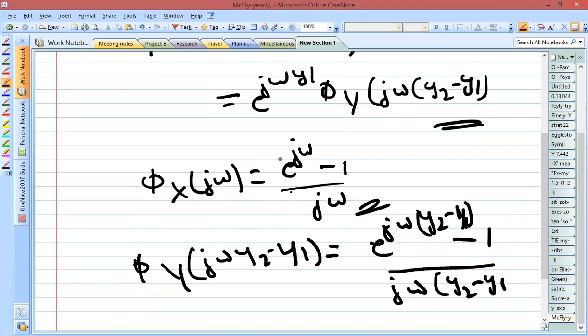In this equation we have represented the characteristic function as e to the power j omega minus 1 by j omega. But here along with j omega we have some other function, right? You can take that as a. Suppose a is there, then this will be written as e to the power j omega a minus 1 divided by j omega a. Using the same concept, we'll write this as e to the power j omega (y2 minus y1) minus 1, all divided by j omega (y2 minus y1). Now you can substitute this in the characteristic function equation and simplify that.